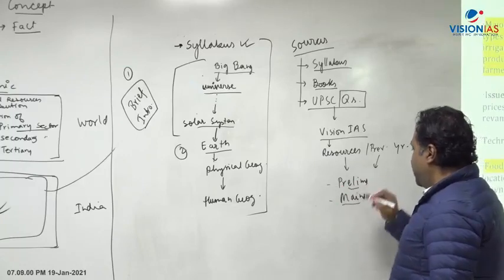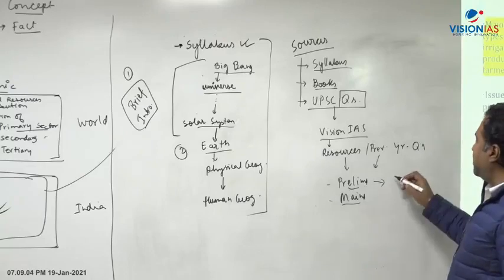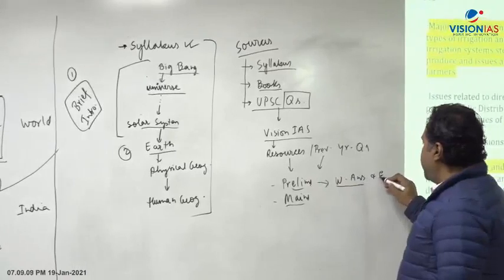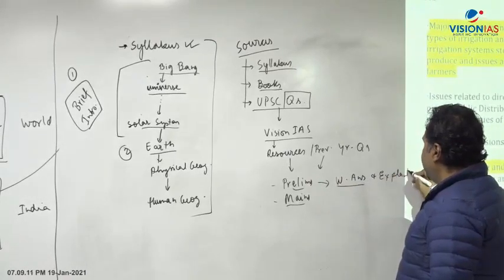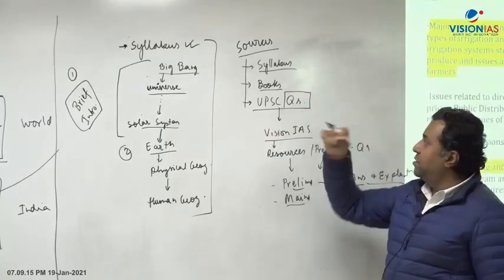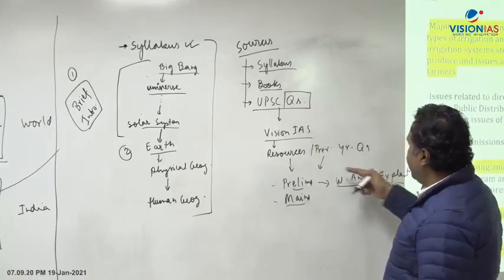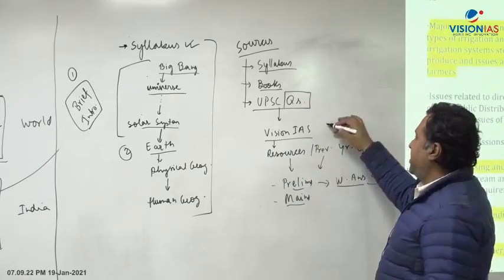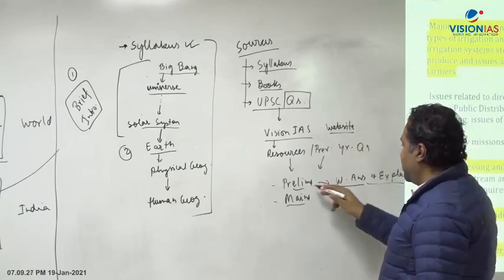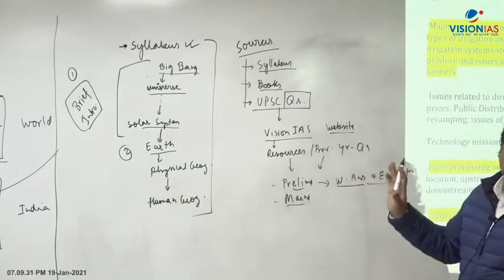Prelims and mains question papers, especially the prelims, not the mains, but at least the prelims with answers and explanation. I would request you, syllabus we have seen, books I will tell you, don't worry. Questions, where do you get? You get them from the Vision IAS website. From the Vision IAS website you can get the resources, prelims and mains questions, and at least the prelims questions with answers and explanations you will get.